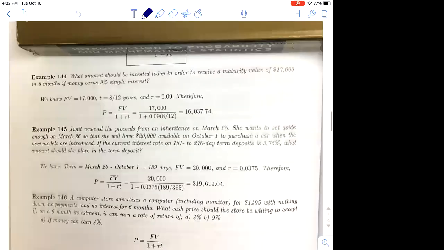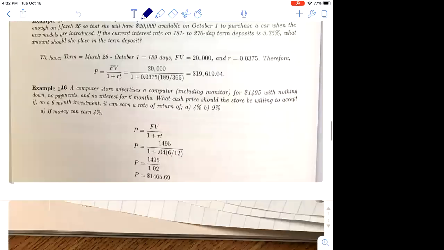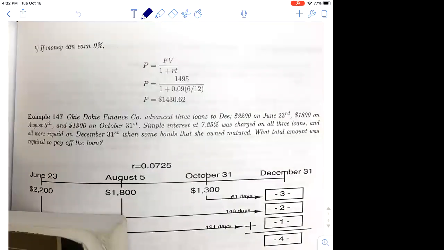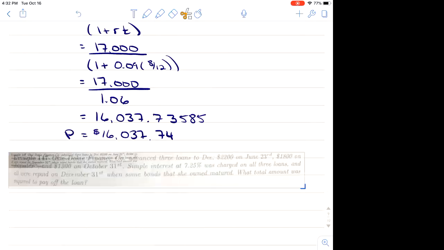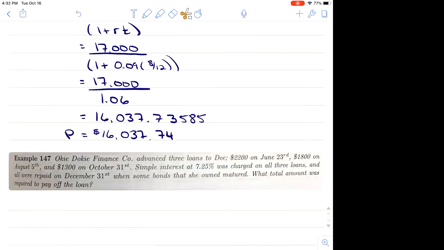How about let's get the blood flowing a little bit with example 147. Gotta catch them all. Okie dokie. Chunky Finance Company advanced 3 loans to Dee: $2,200 on June 23rd, $1,800 on August 5th, and $1,300 on October 31st.